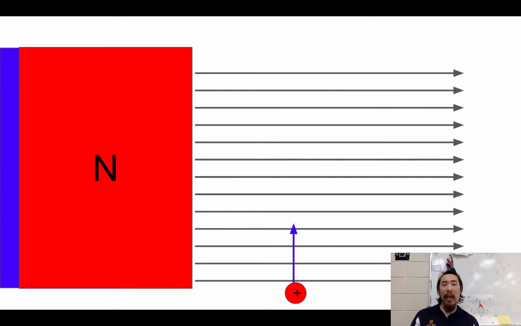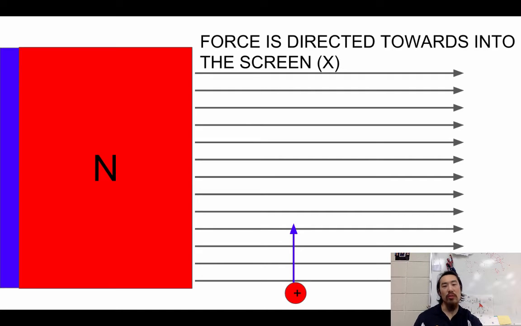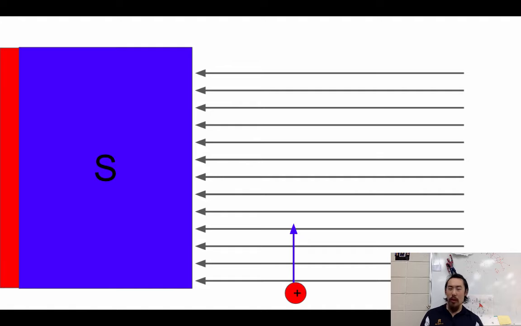Okay, well what about this one, you say? So here we have the north end of a magnet, and we have an electrical charge, positive, and it's moving upwards. The field is going to the right. And so the force it would feel will be into the screen, X. Okay? All right, let's try this one. We have a field that is moving up. The field, middle finger, is pointing to the left. And so the force, your thumb, is right at your face.